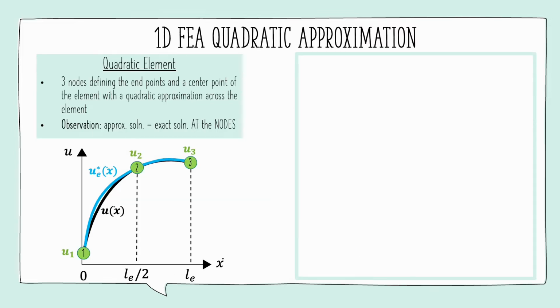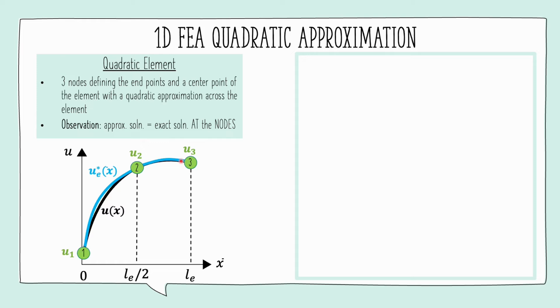Now the second type of element we can implement is a little bit more complicated. It's known as a quadratic element, and what this element does is it gives us a quadratic approximation over our element. To do this, we'll look at the same example problem where the black line represents our exact solution. And now with a quadratic element, we've introduced a third node that falls at the center of the element. So here, node 1 and node 3 still define the endpoints of our element, but now node 2 falls at the center of our element. And so you'll notice that we have this additional node where we require that our approximate solution equals our exact solution at all three nodes.